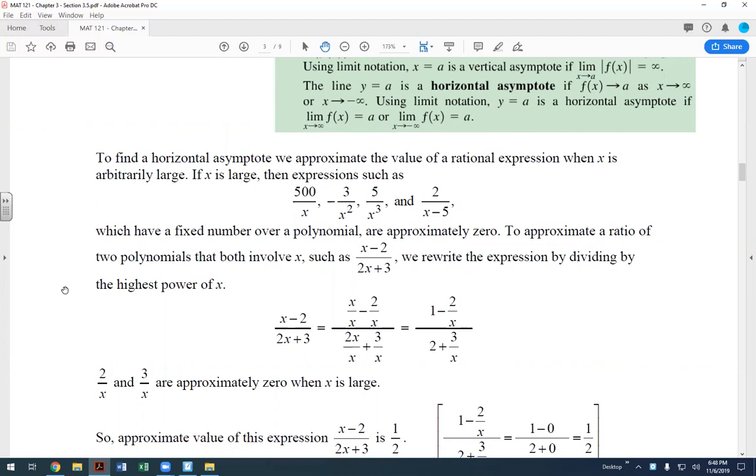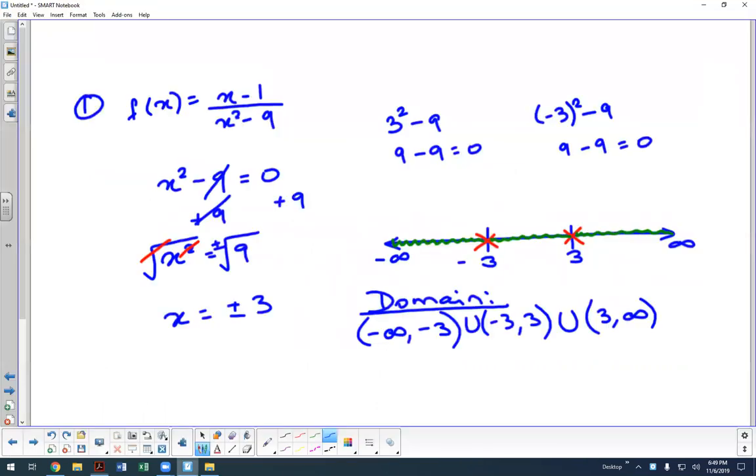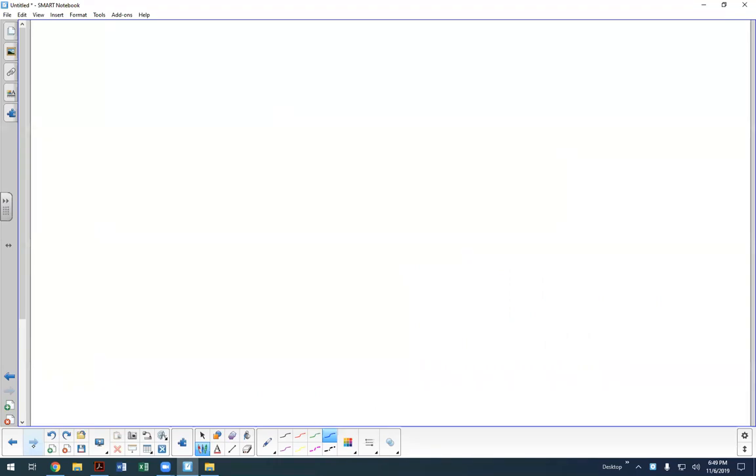So for the horizontal, if you have an expression that looks kind of like the 1/x, right? We've got 500/x, -3/x², 5/x³, 2/(x - 5). You should notice for all of these, we have a number on the top, no x, and the denominator is where the x is. So it's a constant term on the top and an x expression on the bottom. All of these values will actually be getting closer and closer to 0 as x gets closer and closer to infinity.